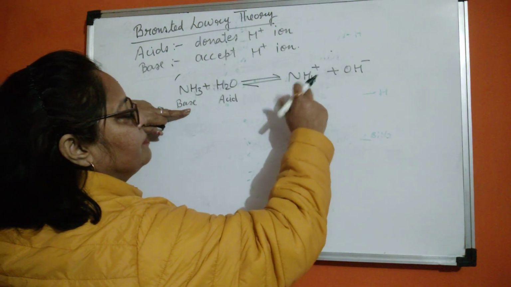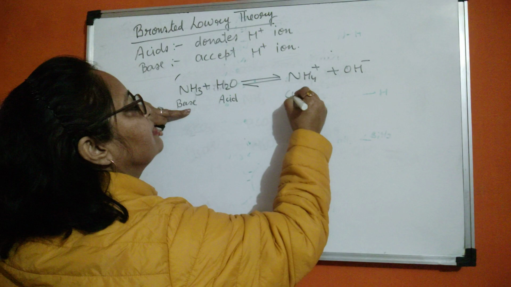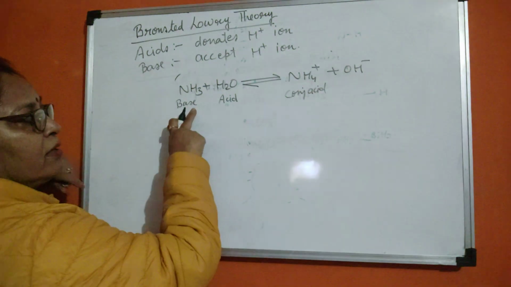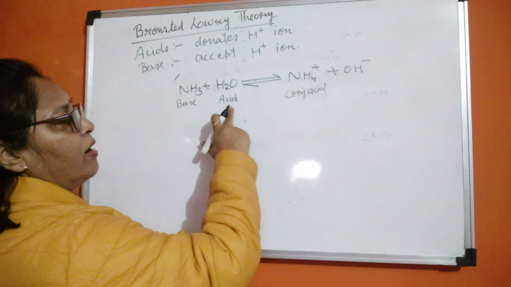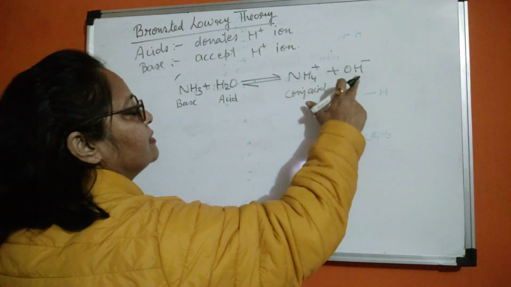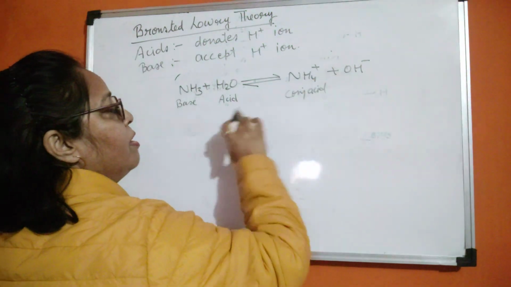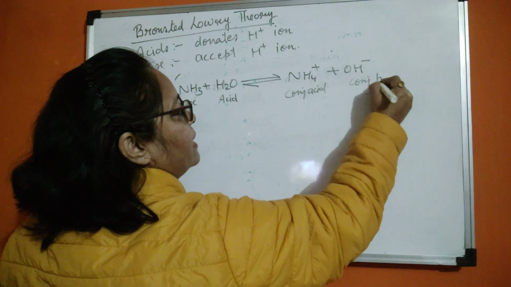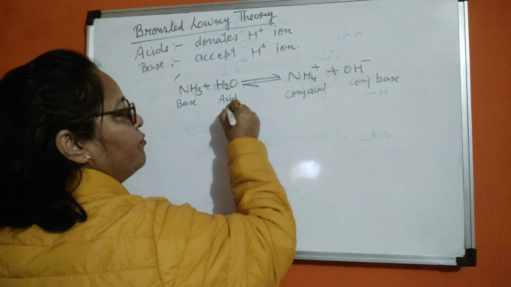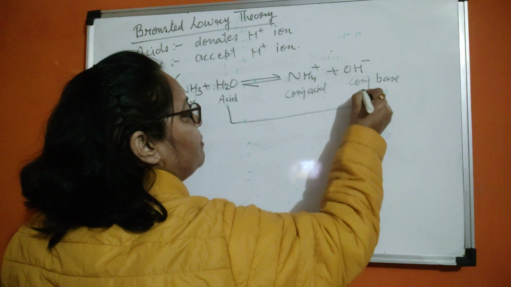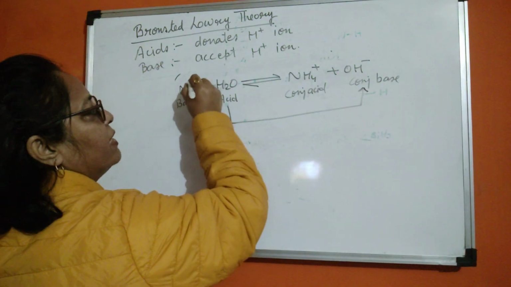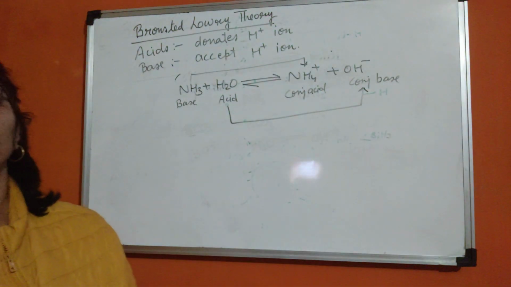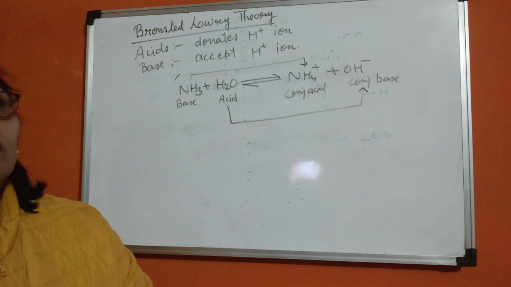But after the acceptance, this NH4 positive is the conjugate acid of this NH3. And similarly, water is acid because it releases H plus, it donates H plus. But after the removal of one H plus, now this is the conjugate base of this acid. So we have these two conjugate acid base pairs. One is this and another is this. So these two are conjugate acid-base pairs, right?